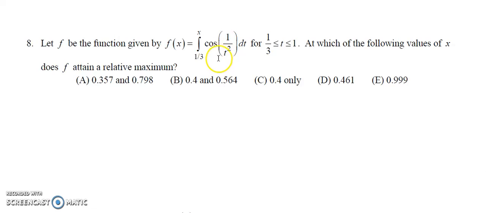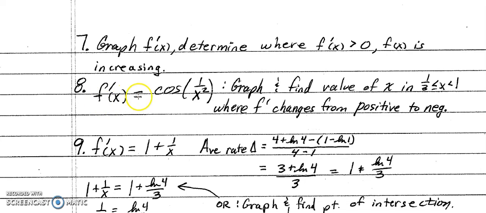So function is defined by the definite integral. So think of area between that and that. Which of the values attain a relative maximum? So relative maximum occurs when the first derivative of our function f changes from positive to negative. So what's f prime? Use the fundamental theorem of calc part 2. We get this. Graph it. And it changes from positive to negative.